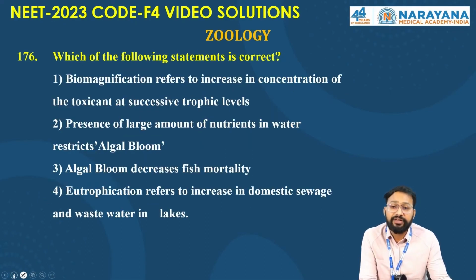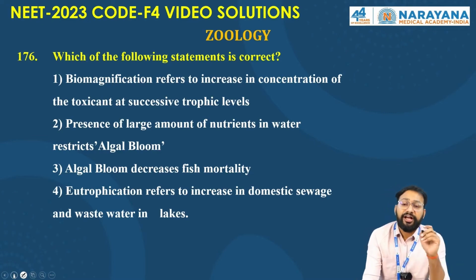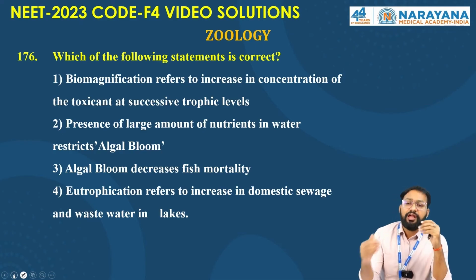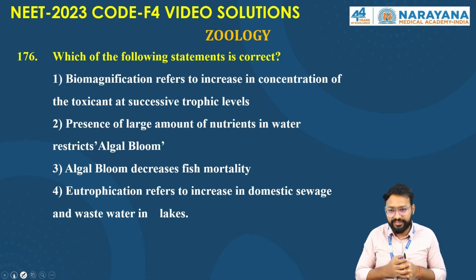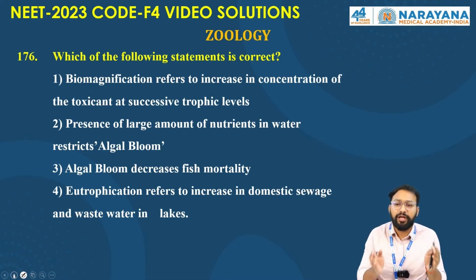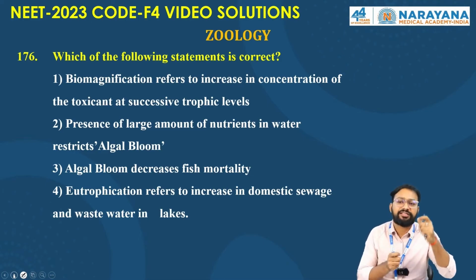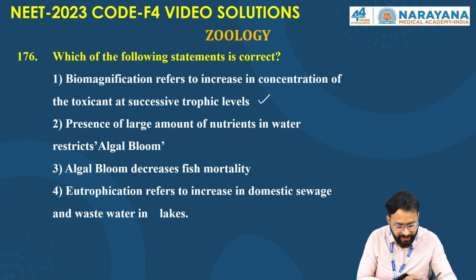Which of the following statements is correct? The next statement you have to see over here. Biomagnification refers to increase in the concentration of toxicant at successive trophic levels, which is true. With increased trophic level, there will be accumulation of the toxicants because they are not metabolized. They will be accumulated at successive trophic levels. So this is a correct statement.